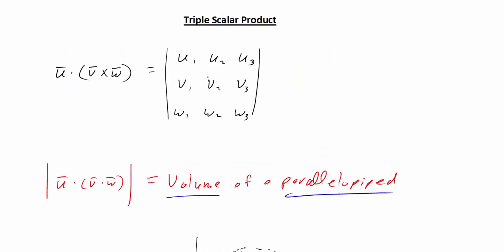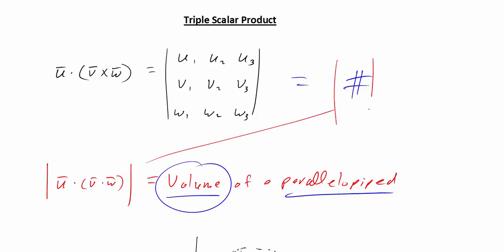So once we find the determinant, we get an answer that is some number. Well, that number could be positive or negative, but because we're looking for the volume, all we have to do here is simply take the absolute value of that number. So let's look at an example.